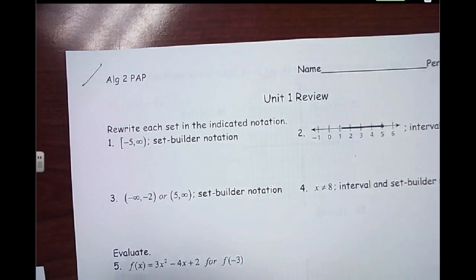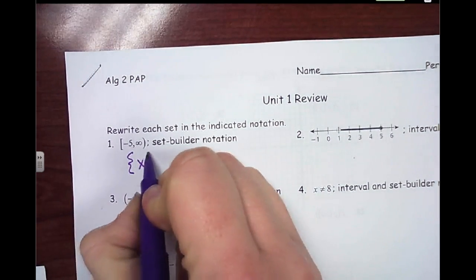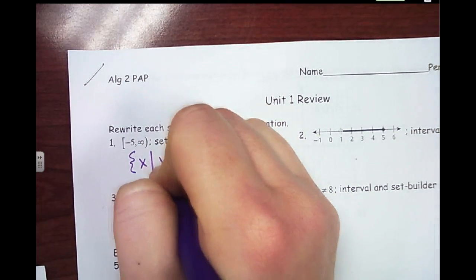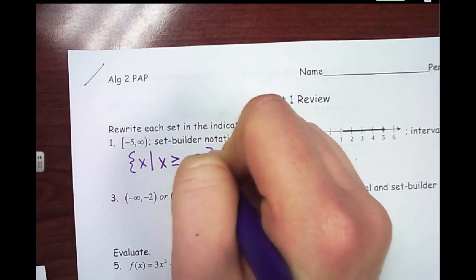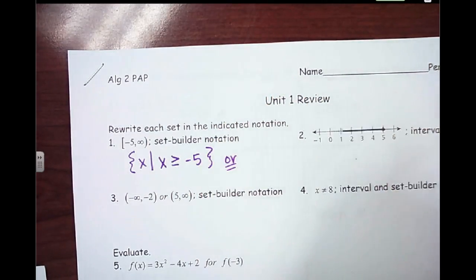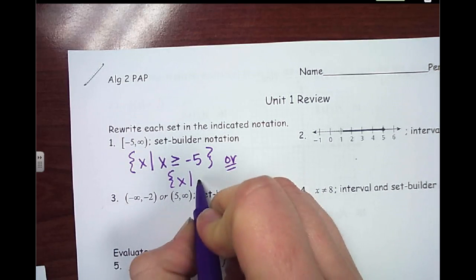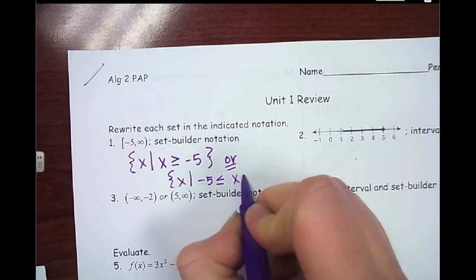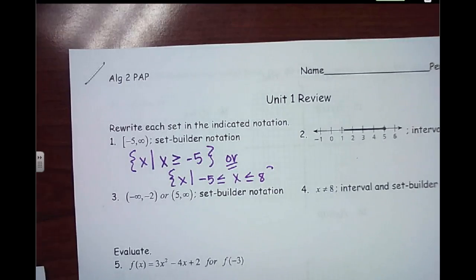Remember, for set builder notation, we use our brackets, and we always put x first, and then we basically write it like inequality notation. So in this case, I'm going to say x is greater than or equal to -5. You could also do it a different way, you can clear x and say -5 is less than or equal to x, which is less than or equal to infinity. Oh, that's supposed to be an infinity sign.